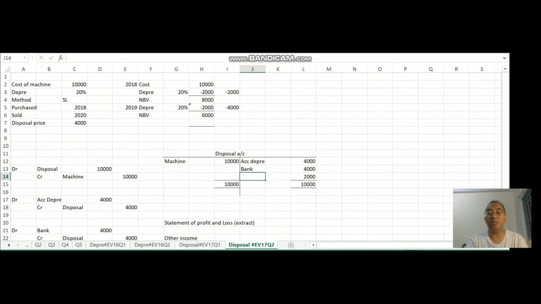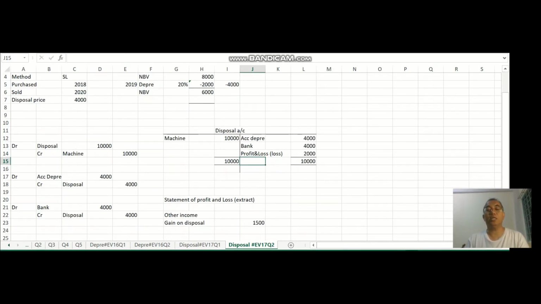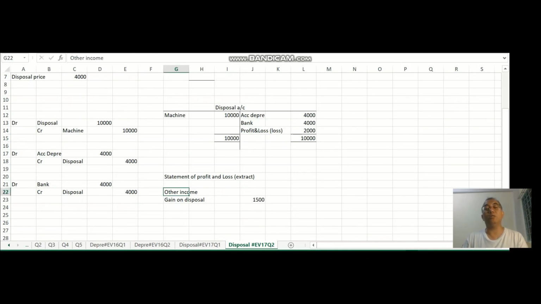So the balancing figure is now at the credit side. So I put here profit and loss. So this one just now, if over here is gain, now here is a loss. Okay. So in this case, when we do our statement of profit and loss accounts, it should not be in the other income section. It will be under the expenses section. So we put here as loss on disposal of 2,000. So if this is the case, the company's profit will reduce because it has a loss on disposal.